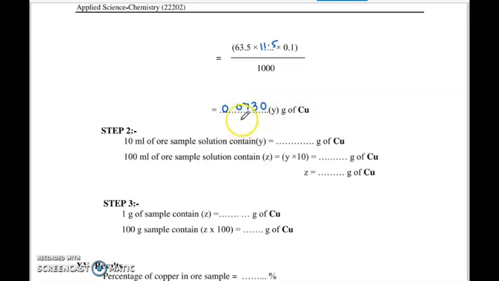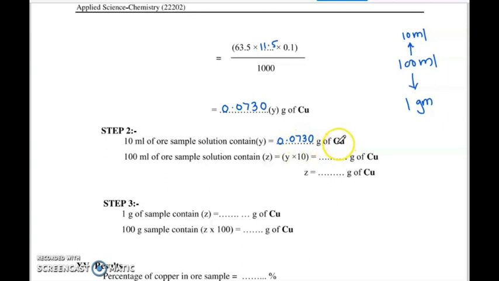And your answer is 0.0730. Okay, so this much copper is present in the 10 ml of copper ore sample you have pipetted out. So step 2: 10 ml of ore sample contains Y, that means this much amount of copper, 0.0730 gram of copper. We have prepared 100 ml of that ore sample. In 100 ml, how much ore have we taken? We have taken 1 gram of copper ore, and for titration, out of this 100 ml, we have taken 10 ml. So whatever copper we have got here is present in the 10 ml.